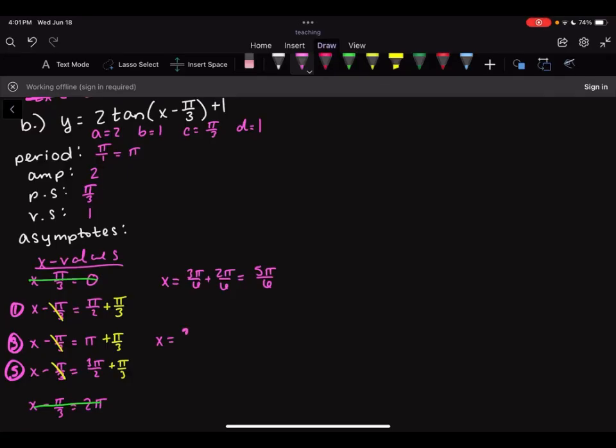So this one, I'll get 3 pi over 3 plus pi over 3. So this one is 4 pi over 3. Then my last one, so this one down here, is going to be 9 pi over 6 plus 2 pi over 6. So this is 11 pi over 6. And so there I was just adding fractions.